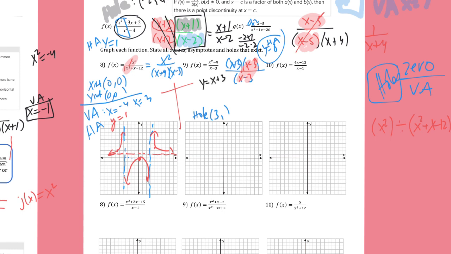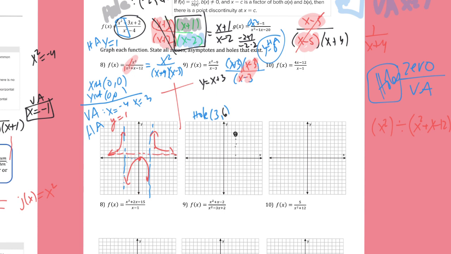Now, the weird thing is, because we have a hole, we plug 3 into this reduced function, and we get that there's going to be a hole at 3, 6. So we go to 3 and up 6, 1, 2, 3, 4, 5, 6, and we make an open circle here. And we can answer the other questions.